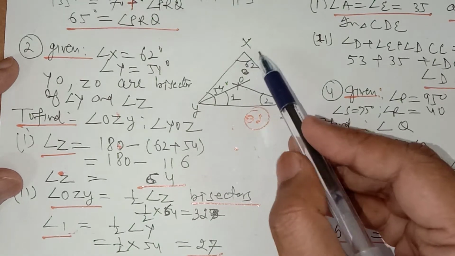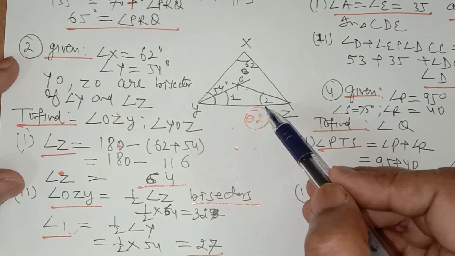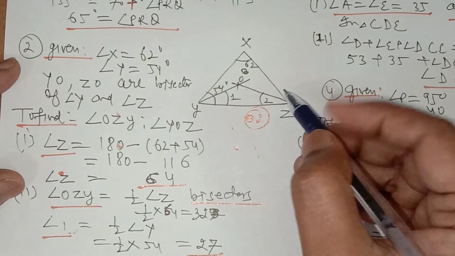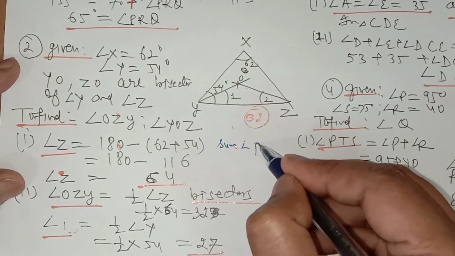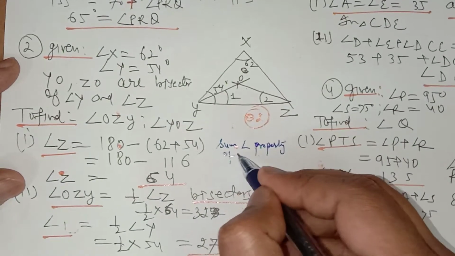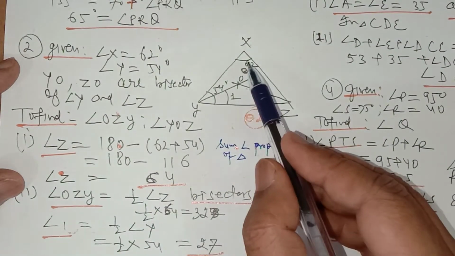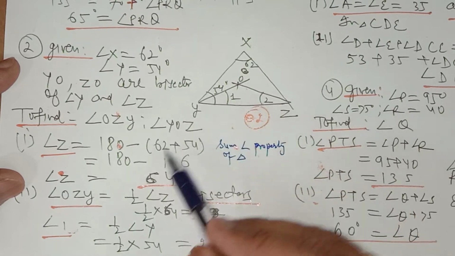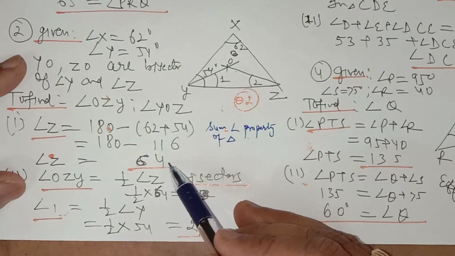Now we know that angle X plus angle Y plus angle Z is equal to 180 degrees by the angle sum property of the triangle. So you can easily find this angle Z. So 62 plus 54, if you take the sum of these two angles and subtract it from 180 degrees, you will get angle Z. This comes out to be 64.